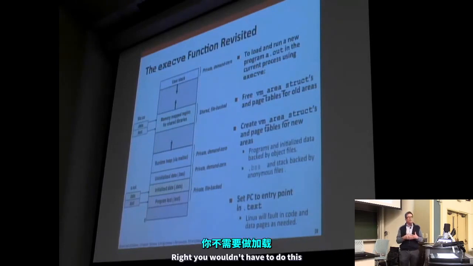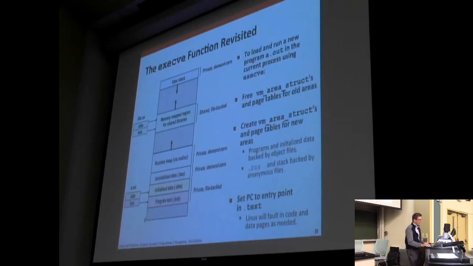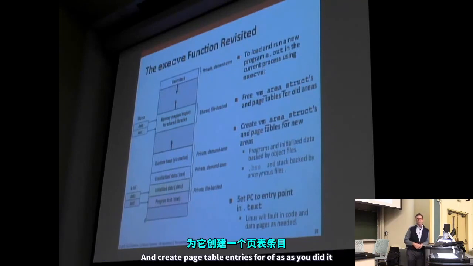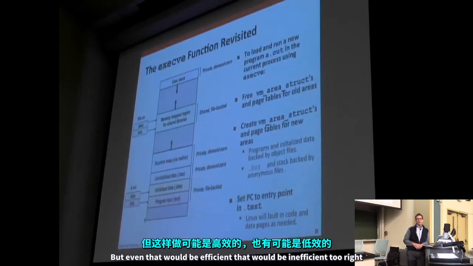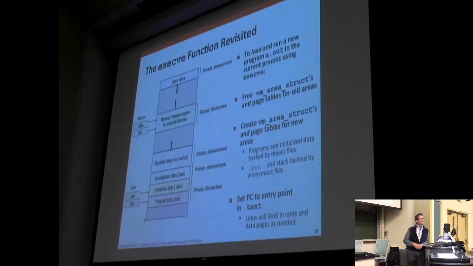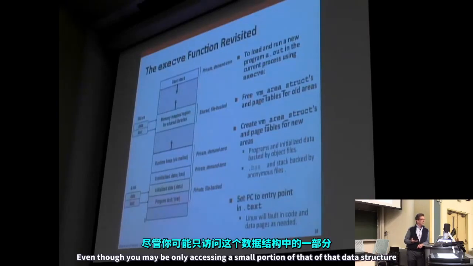You wouldn't have to do this. As part of the loading process, you could just have a loop that would read these object files and copy them into memory and create page table entries for them as you did it. But that would be inefficient, right? What if you had a very large array that you had initialized to some non-zero value? That would require you to copy that entire array in at load time, even though you may be only accessing a small portion of that data structure.